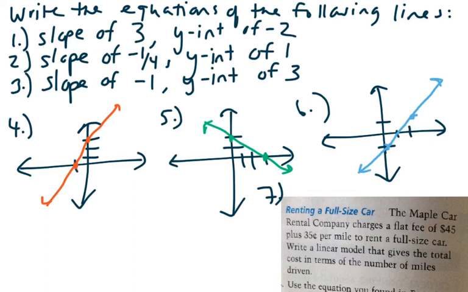The Maple Car Rental Company charges a flat fee of $45 plus 35 cents per mile to rent a full-size car. Write a linear model that gives the total cost in terms of the number of miles driven. So that is similar to the example problem that we did earlier. Pause the video. Shouldn't take you too long to do these. And then check your answers when you are finished.